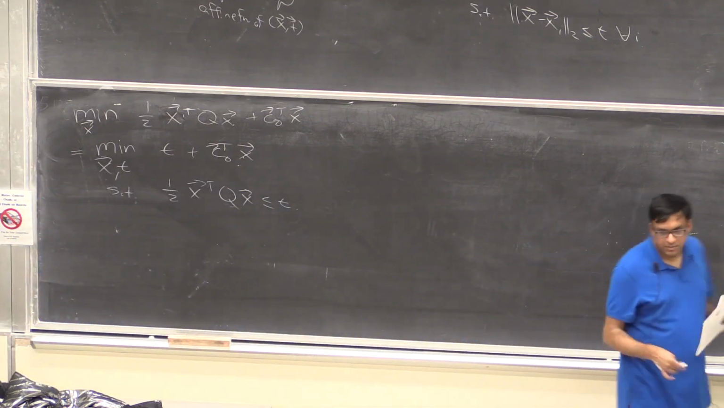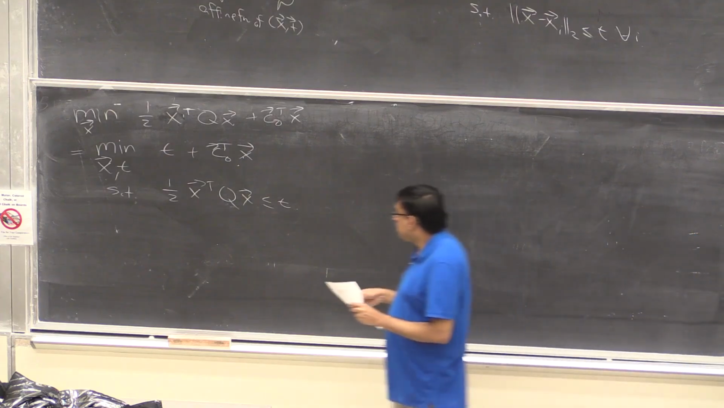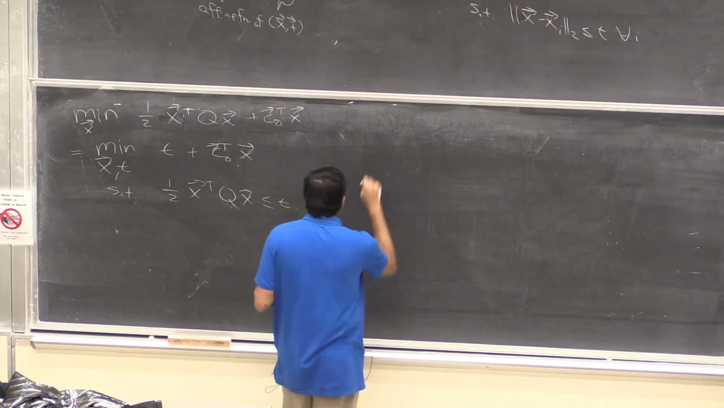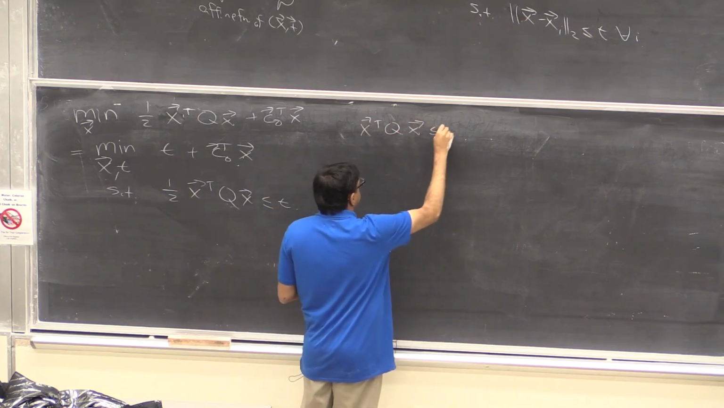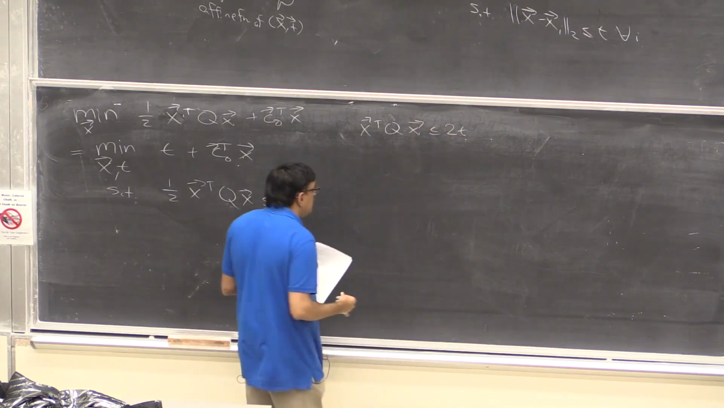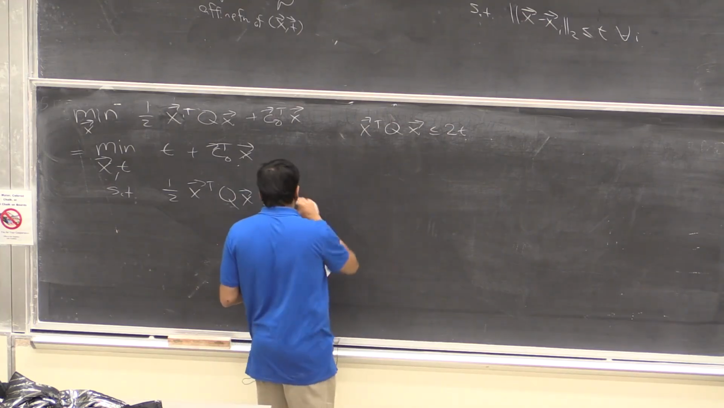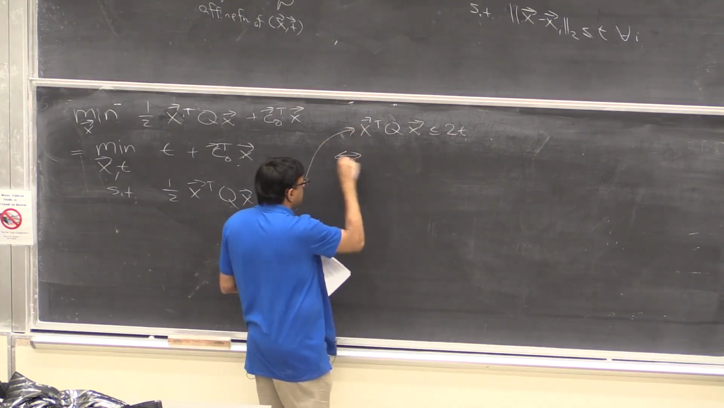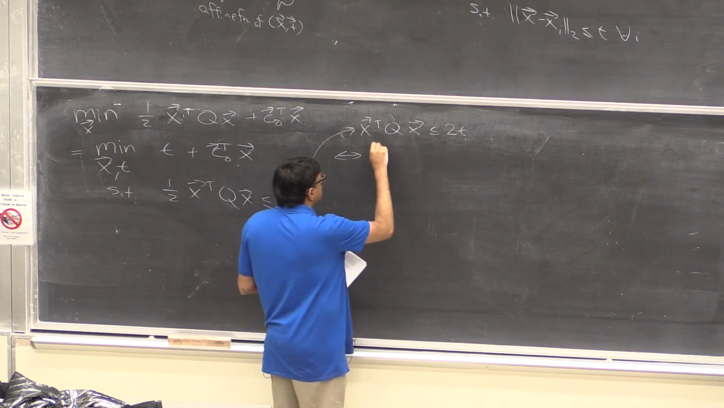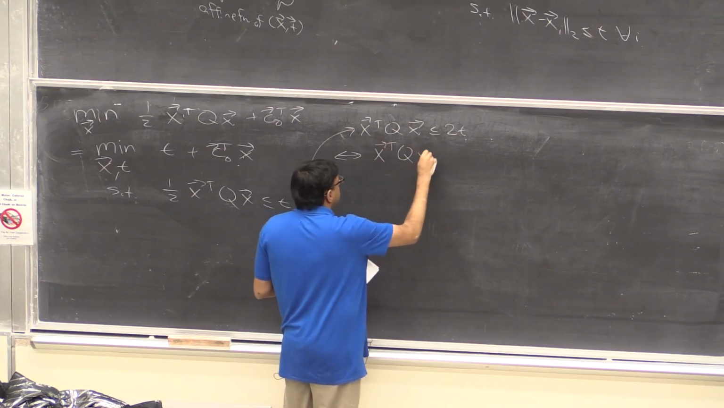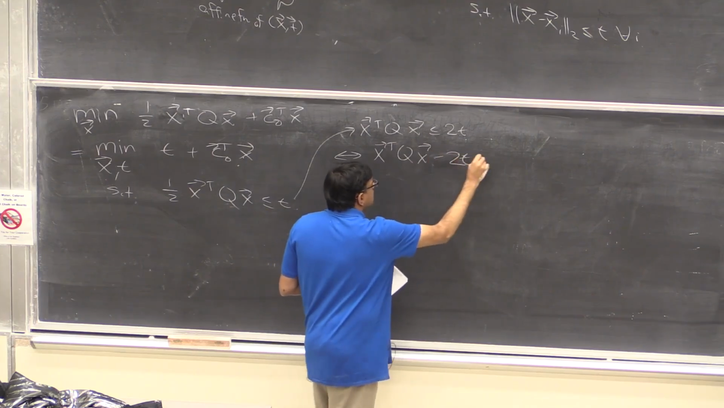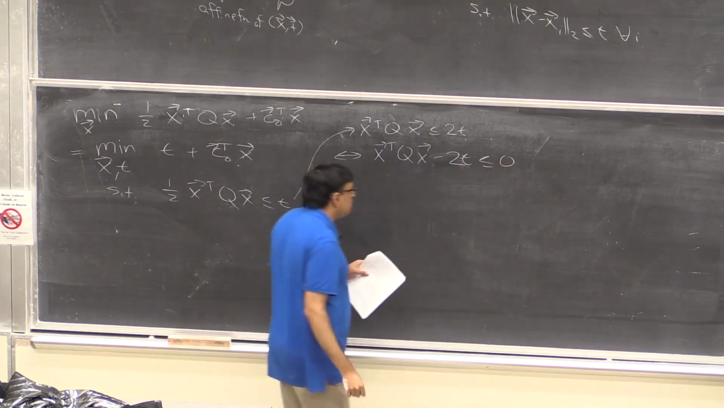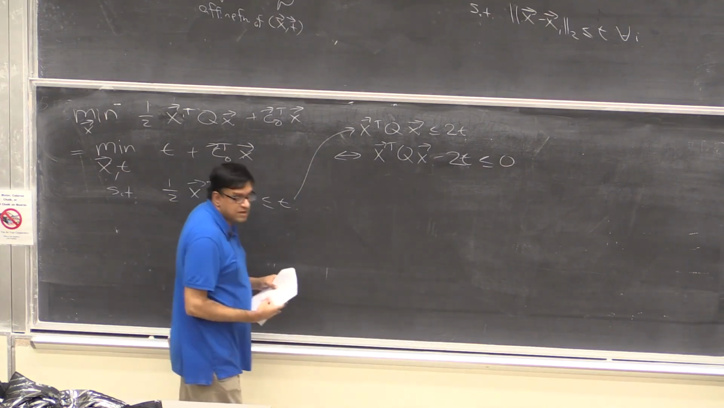So this will take a little bit of work. Multiply by 2 on both sides. We get x transpose Qx less than or equal to 2t. Let's just draw this arrow, and this is if and only if x transpose Qx minus 2t less than or equal to 0. Okay, so this is just algebra.